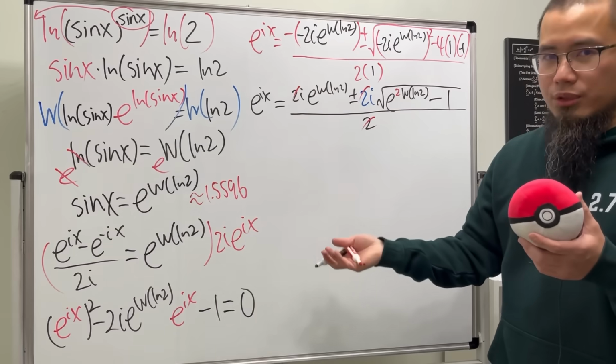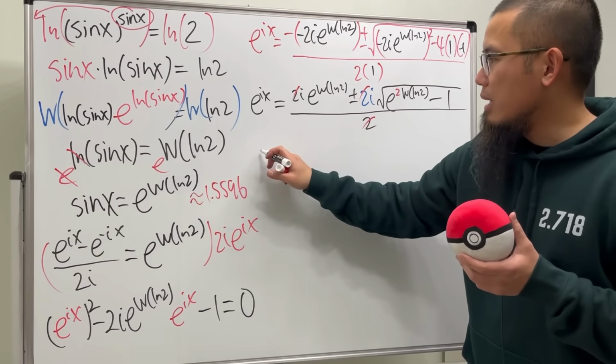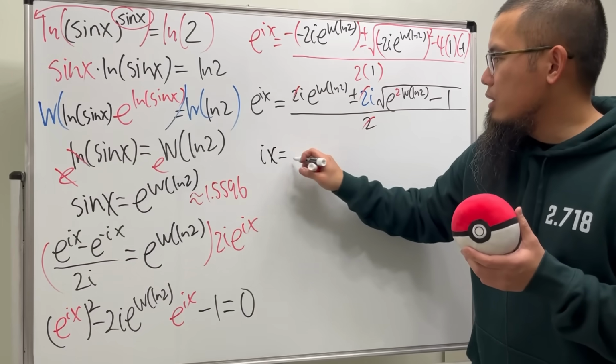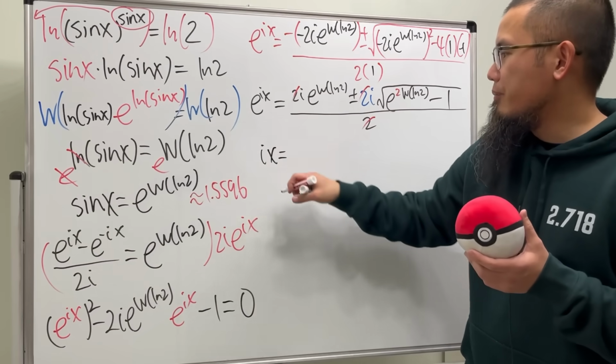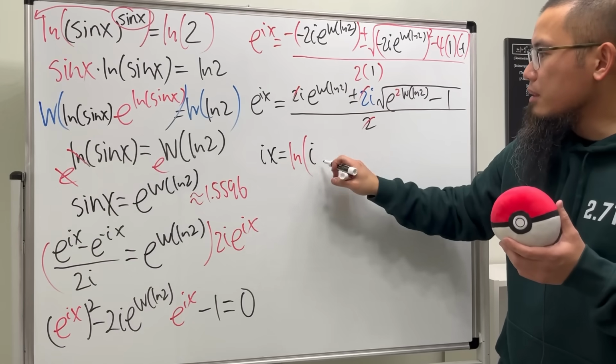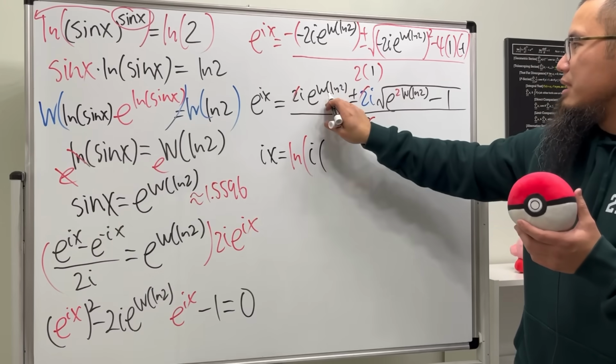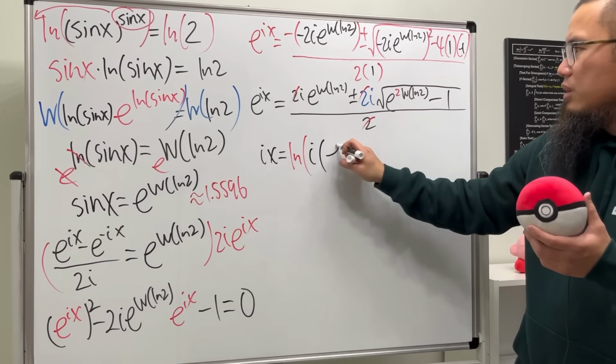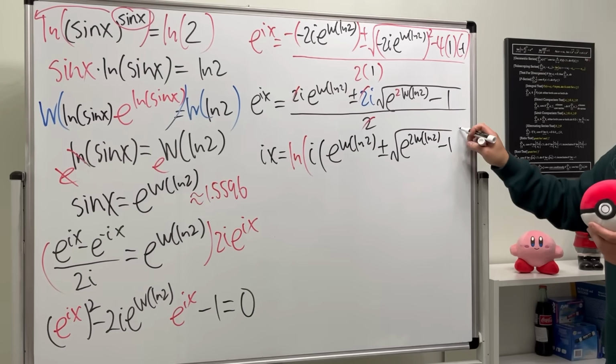And in the meantime, let's also take the natural log. So this right here becomes ix being equal to, again, we took the natural log, right? So we have the natural log here, and then we have the i being factored in, times just this plus minus that, which is e.